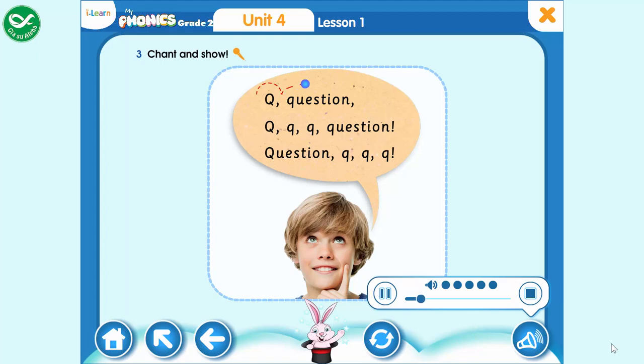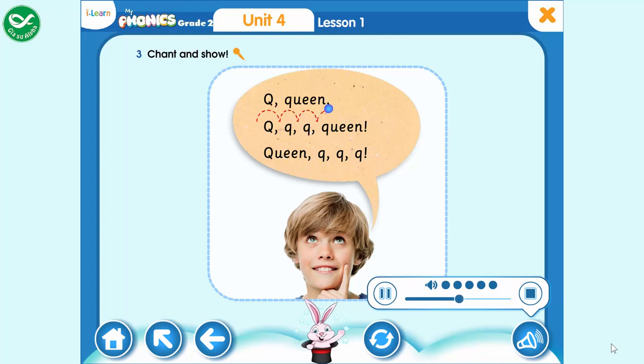Qu, question. Qu, qu, qu. Queen, qu, qu, qu. Qu, quilt, qu, qu, qu.